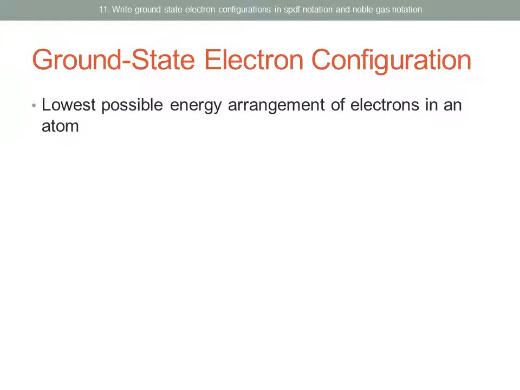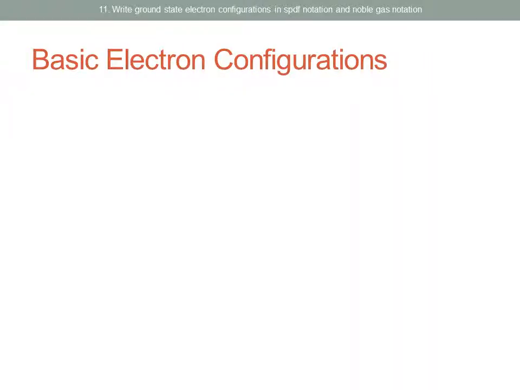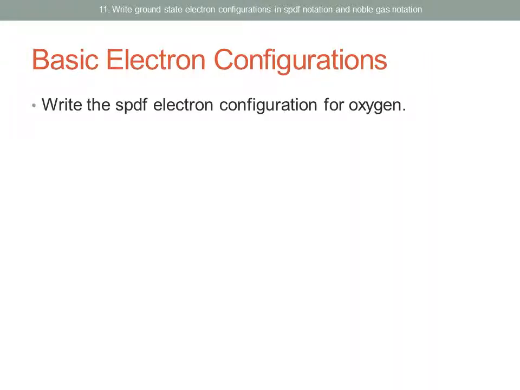Just recall from the previous video that a ground state electron configuration simply is the lowest possible energy arrangement of electrons in an atom. And what this does then is it determines the energy level, the sublevel, and the orbitals that the electrons for any atom, for any element, are found in. So just starting with some examples. Let's say we're asked to write the spdf electron configuration for oxygen.